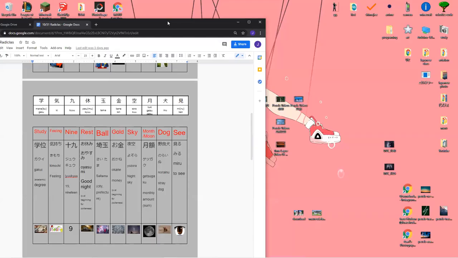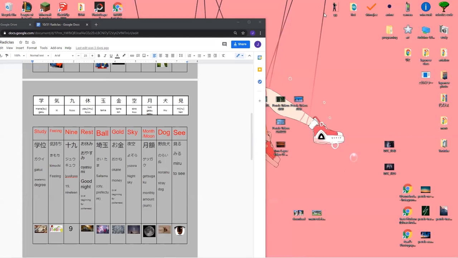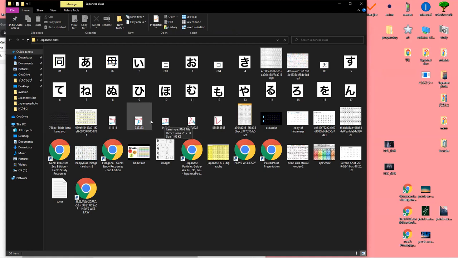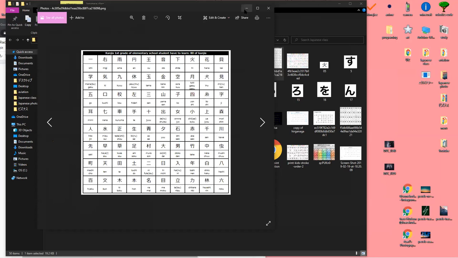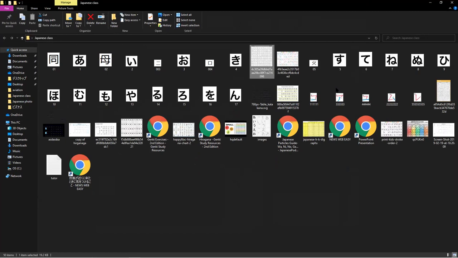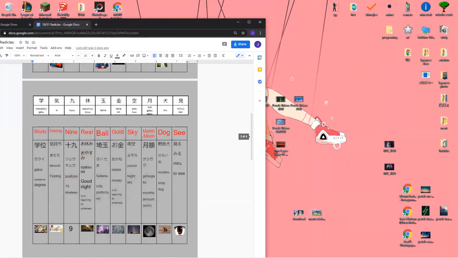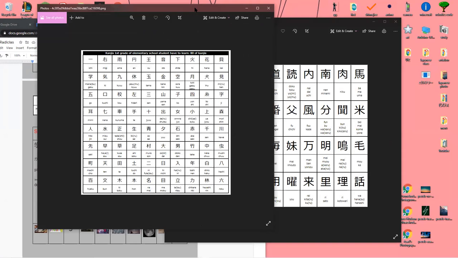So we have radicals. Why is this so big? For the people that know what radicals are, basically, as you know, they're the basic kanji characters, or you can call them the building blocks. I've heard people call them the building blocks of kanji characters, but I just like to call them the basics of kanji, because radicals are usually the first thing that you learn, at least at school. They're the first thing that they teach you, and after you do radicals, you start off with the basic kanji and stuff like that.